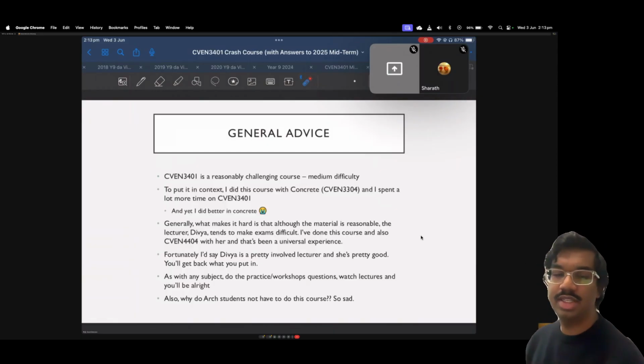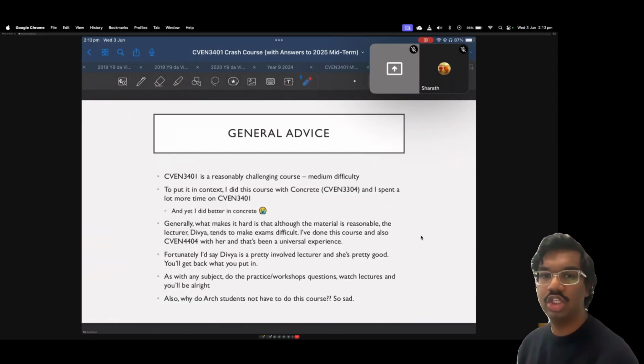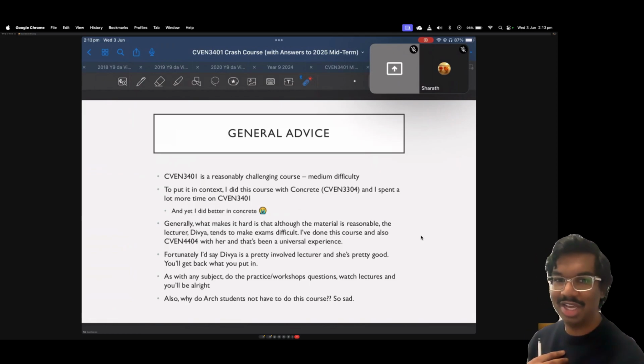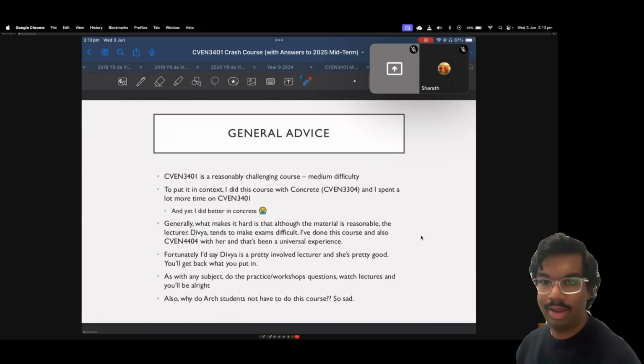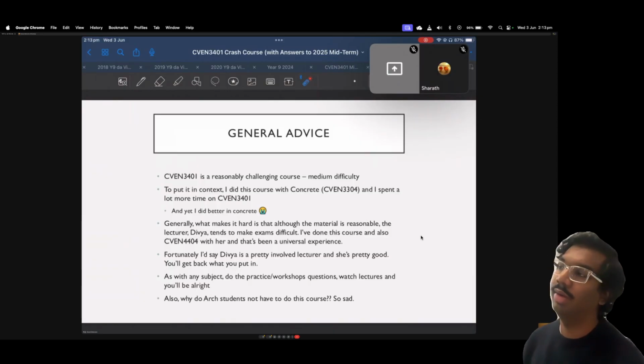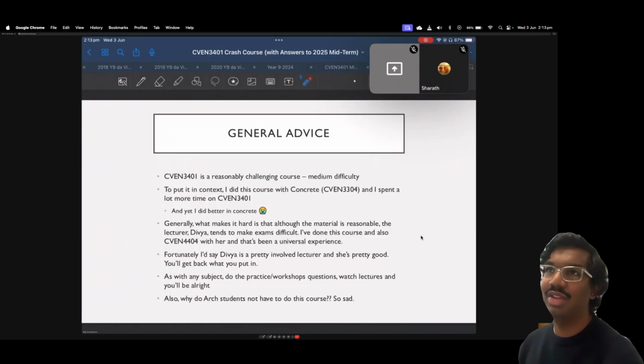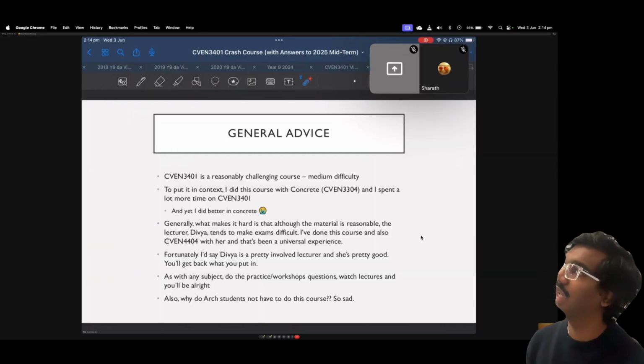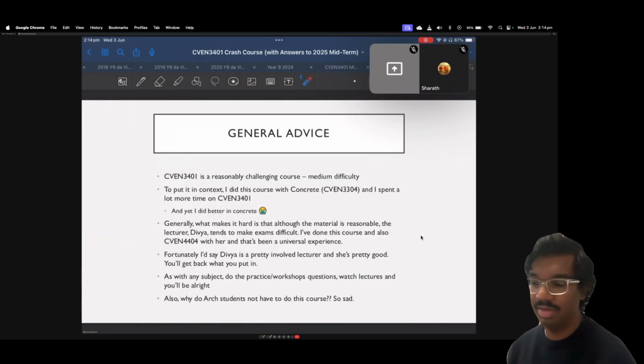But I'll give you a bit of a rundown on my general advice for this course. I would say this is a reasonably challenging course. Even as someone who really likes transport, I found it medium difficulty. It's harder than steels and concrete. Steels last year, I hear steels was a lot harder this year, but harder than the structural courses for me, and probably easier than soil mechanics. I actually think soil mechanics ended up okay, so maybe even not that much easier than soils, to be honest.